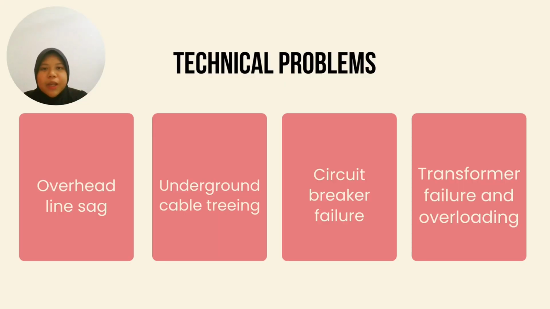Next are the technical problems that are usually found in industrial power distribution. For example, overhead line faults, underground cable tripping, circuit breaker failure, and transformer failure and overloading. For example, a transformer may overheat and malfunction, which results in power outage. Another transformer needs to fill in when one transformer fails. The problem is, the transformer might not have enough spare capacity. Other than that, overloading the working transformer might cause the equipment lifespan to be cut shorter.